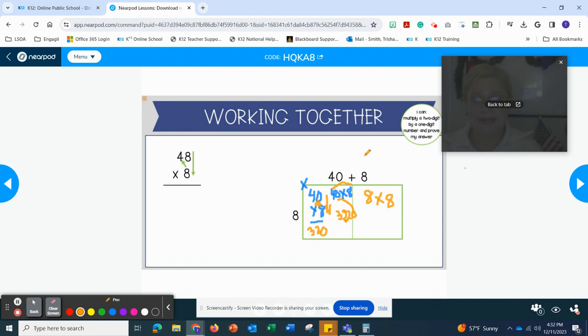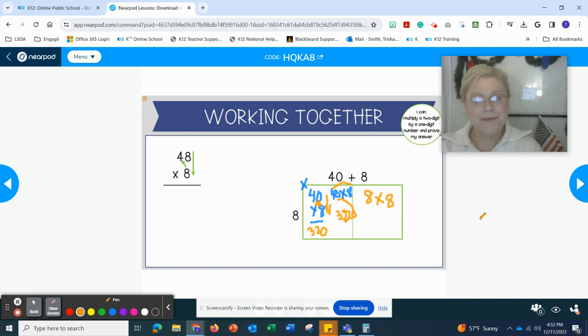Okay, we're good. If you have that automaticity, that's great. If you don't, there are strategies to get the answer if you don't have the automaticity for it. 8 times 8 is 64. Once we have the answer for 40 times 8 and 8 times 8, remember we need to add them together.